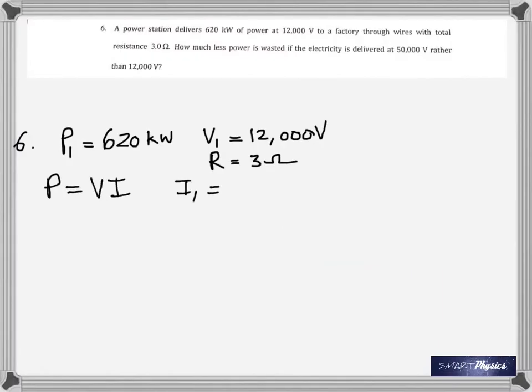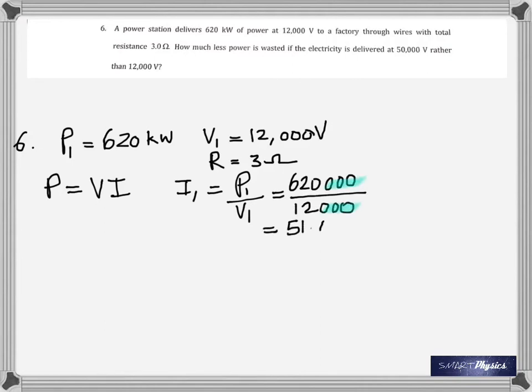Please, find the current, I1. 620,000 watts, the 3 zeros cancel, and you get 51.67 ampere. 51.67 ampere is the current that goes to the factory.